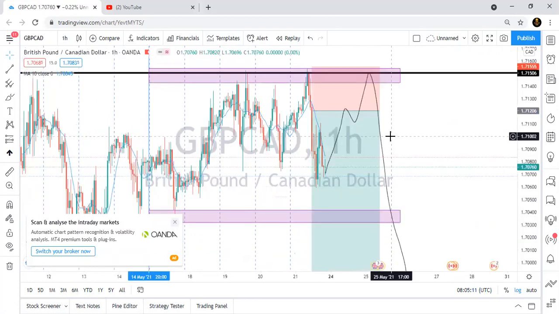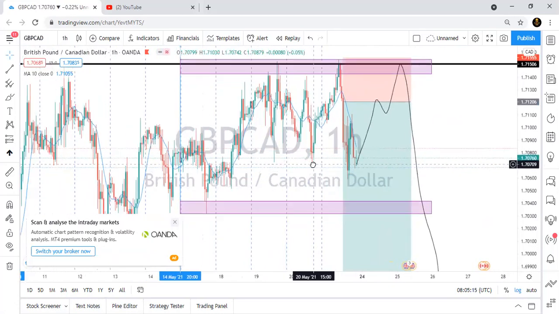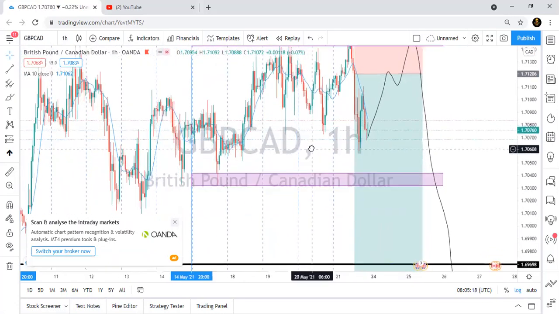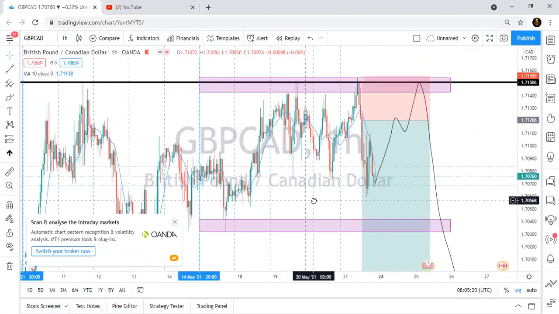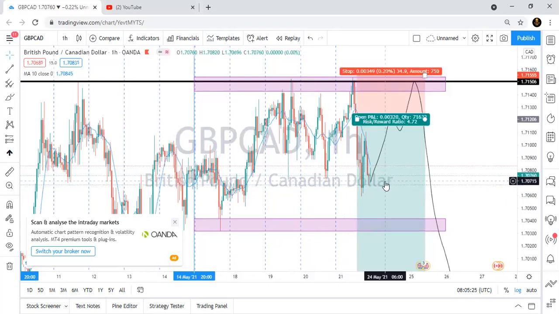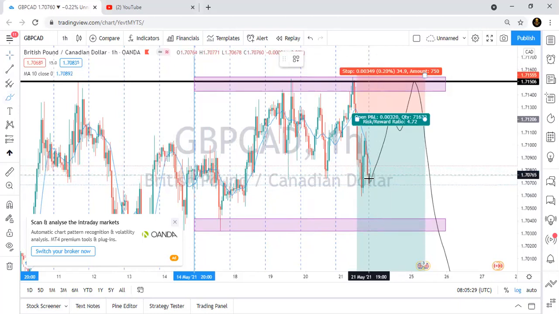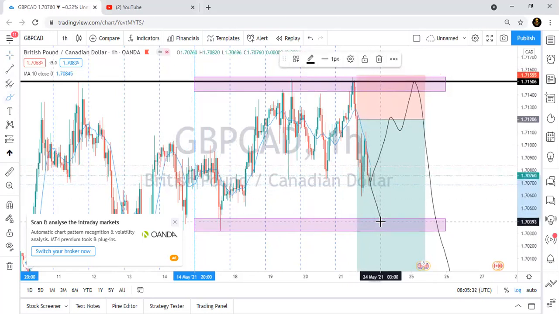GBP CAD, Pound Cad, this is what I'm expecting. Since it wants to come down, it's consolidating, arranging. I'm expecting it to do like this: from where it is, maybe come down to test last week's low demand zone, and then from there maybe do something to create a lower low, a lower high, and then go like this.